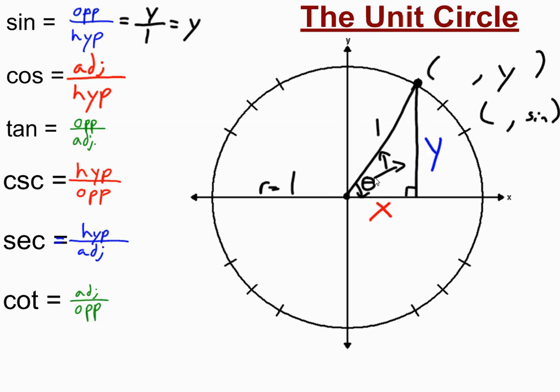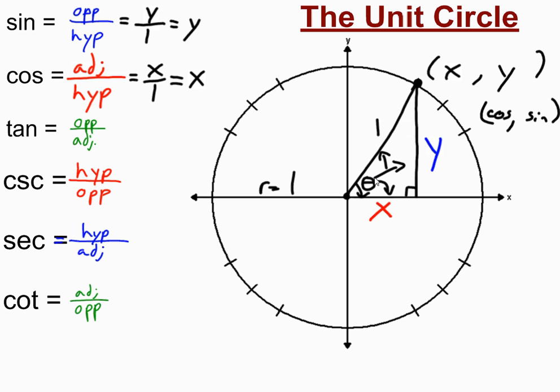Okay. Notice our cosine. Our cosine is adjacent over hypotenuse. Well, adjacent is going to be x. Hypotenuse is 1, convenient, eh? And it's equal to x. So I can see my cosine is always going to be my x coordinate. So I got my cosine, sine is my x and y.